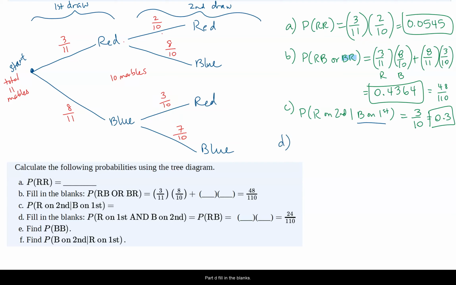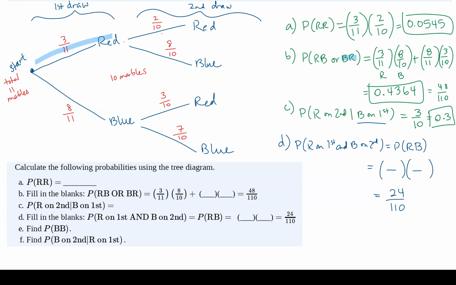Part D, fill in the blanks. Probability of red on first and blue on second is equal to the probability of red then blue, and they give us 2 blanks, which has to equal 24 out of 110. So red on first, that's 3/11. Blue on second is 8/10. 3/11 times 8/10 does indeed equal 24 out of 110.